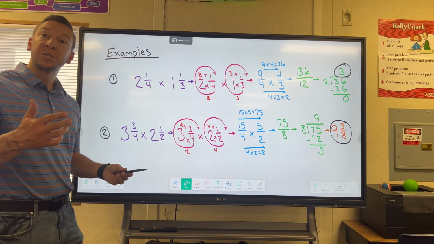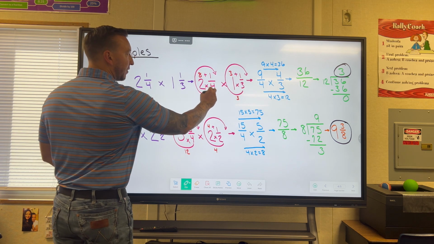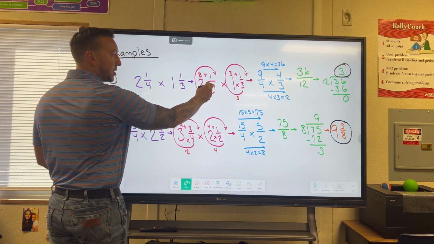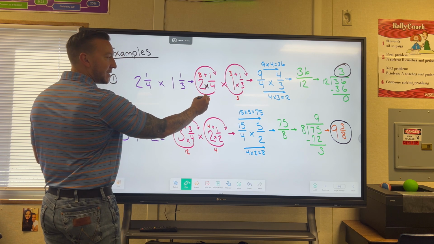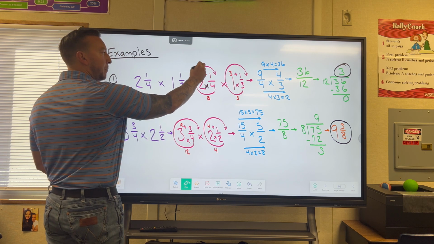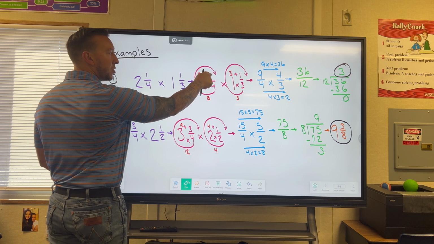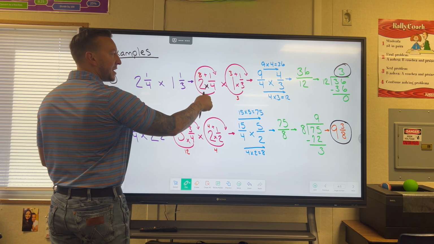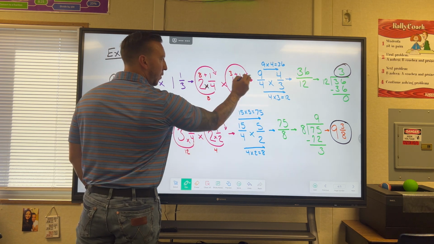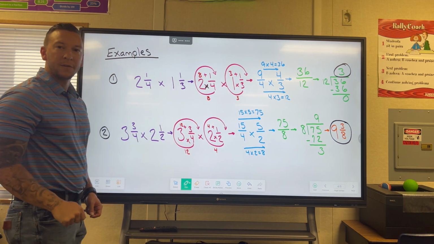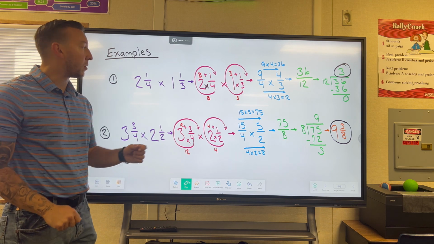So we do the spin wheel method. Come over here, I'm going to take my denominator and multiply 2 times 4, that gets me 8. It's going to follow the spin wheel up, 8 plus the numerator now, 1 is 9. 9, my denominator stays the same, 4, 9 over 4 for this first mixed number.